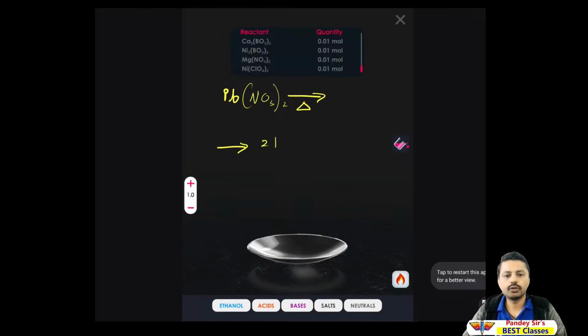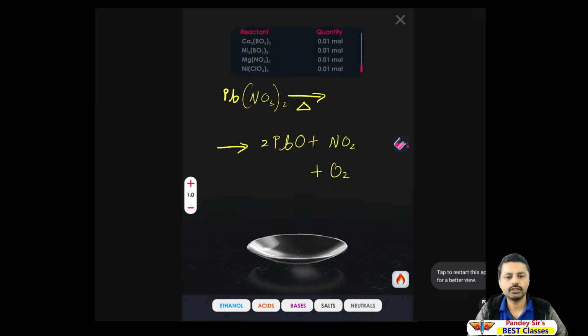So you will get 2 PbO plus NO2 and plus O2. Now, is it balanced? Try balancing it. Observe. First of all, if you see here, NO3 times 2 is there. So there are a total of 6 oxygen. And here we already got 2 oxygen, 2 oxygen, 2 oxygen.